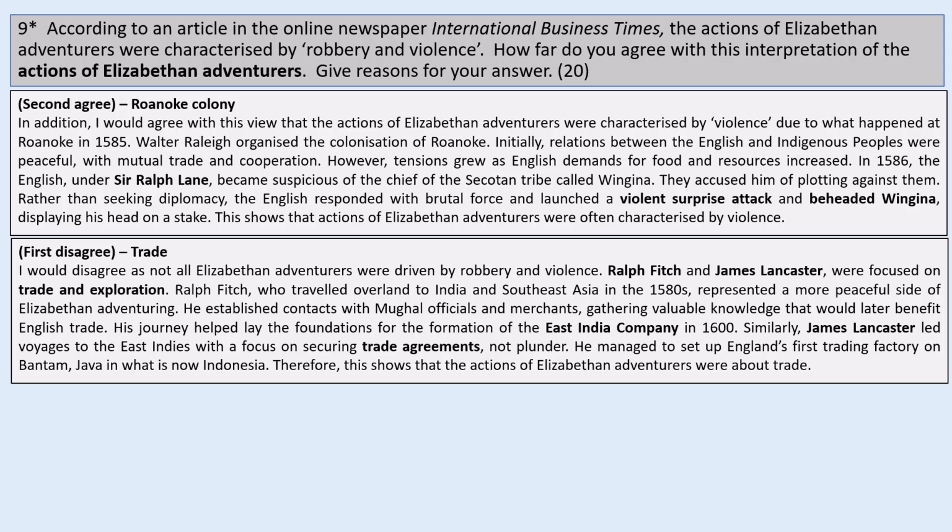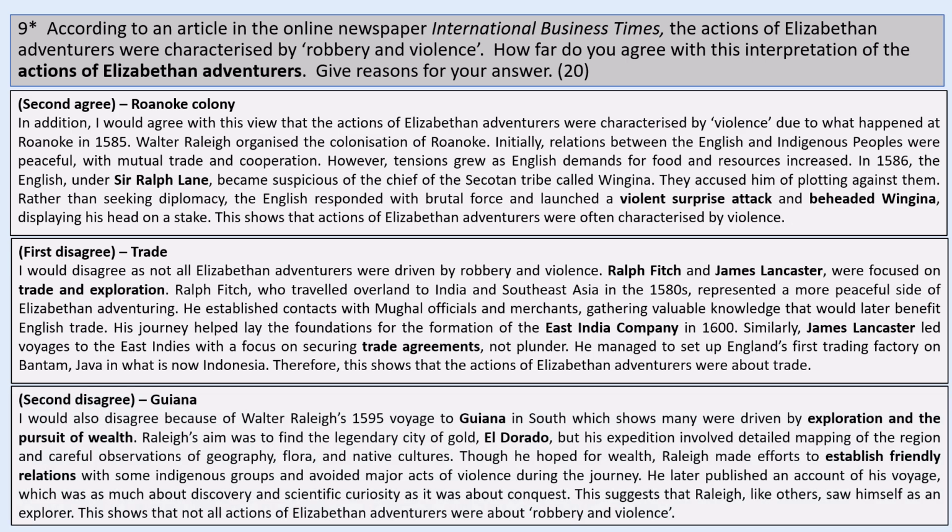This shows that actions of Elizabethan adventurers were often characterised by violence. Now, we won't read all the other ones, but if you're looking for a disagree, then you're going to bring in the idea of trade, and Ralph Fitch and James Lancaster. They're not characterised by robbery and violence. Ralph Fitch, for example, is very much creating links with India, Mughal India, for example. And another disagree might be Walter Raleigh's voyage to Guyana, which is very much driven by exploration and the pursuit of wealth, for example. So that would be another one to be aware of. And the fact he did establish friendly relationships, improved exploration, that type of thing.